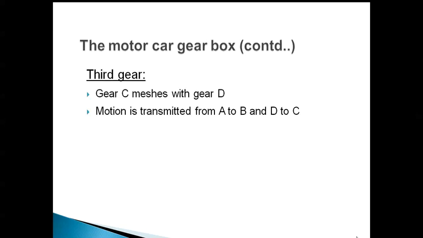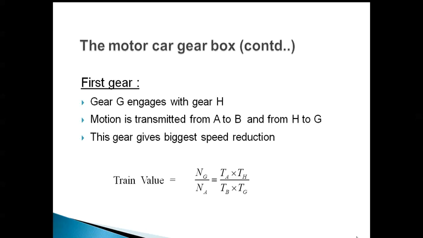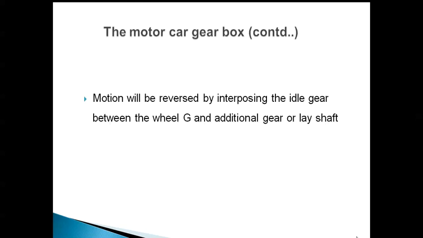For the third gear, C slides to mesh with the gear D. So here the speed reduction will be possible, that is A to B, and the motion is transmitted from A to B and D to C. Train value is NC by NA equal to TA into TD by TB into TC. For getting the second gear, the gear E is slid to engage with gear F. Then the train value is NE by NA equal to TA into TF by TB into TE. For the first gear, train value is NG by NA equal to TA into TH by TB into TG.